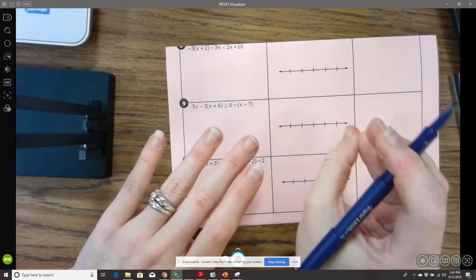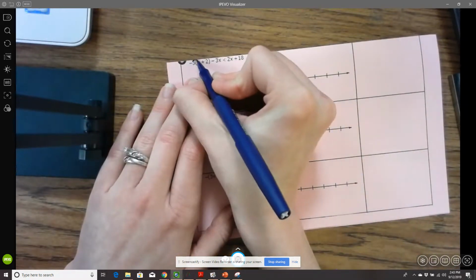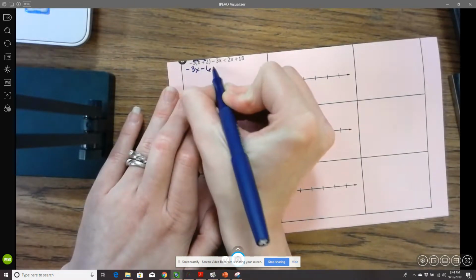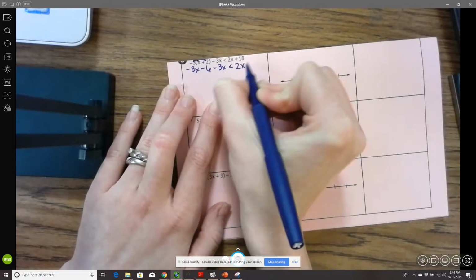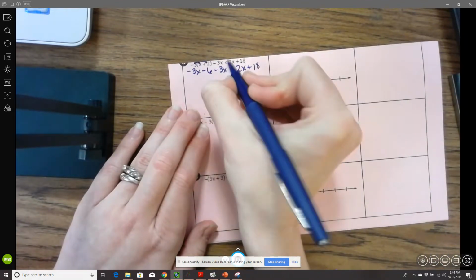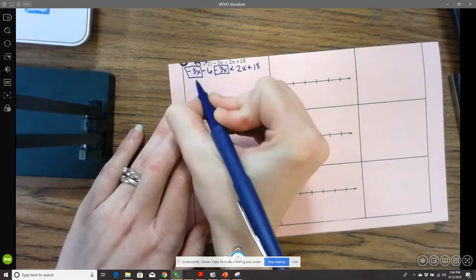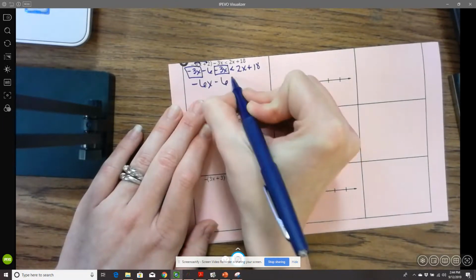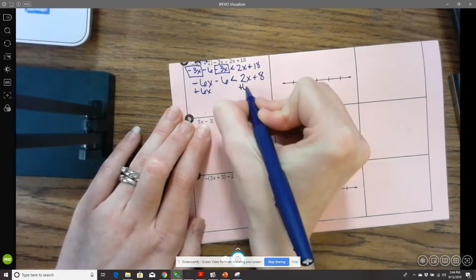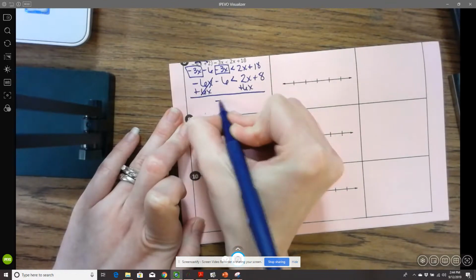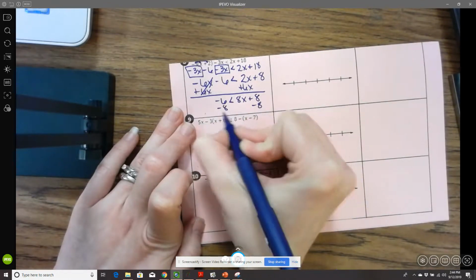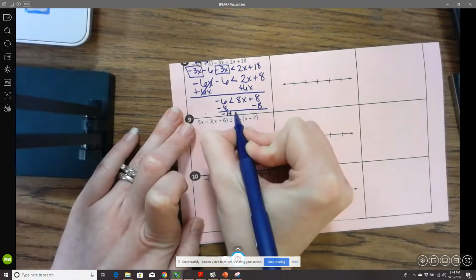So again, we have got to distribute. So we're going to distribute this 3 across. So I've got negative 3x minus 6 minus 3x and then 2x plus 18. So we're going to combine like terms. So I've got a negative 6 minus 6. And then we'll add 6x to both sides. And then we can subtract 8 from both sides. So I've got a negative 14.